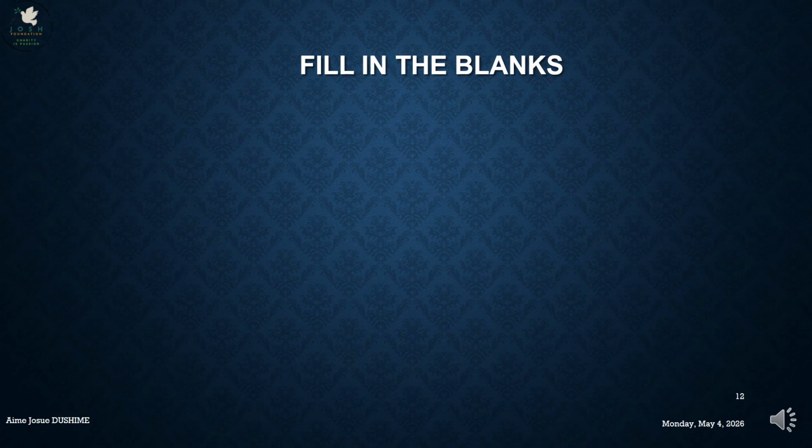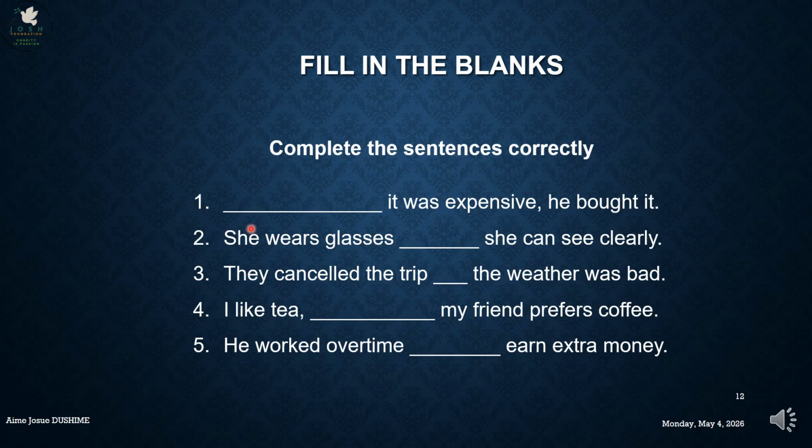Let's fill in the blanks here. What do we have? Dash dash, it was expensive, he bought it. She wears glasses, dash dash, she can see clearly. They cancelled the trip, dash dash, the weather was bad. I like tea, dash dash, my friend prefers coffee. He worked overtime, dash dash, earn extra money.